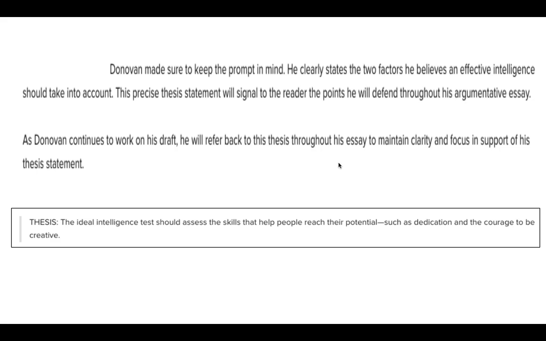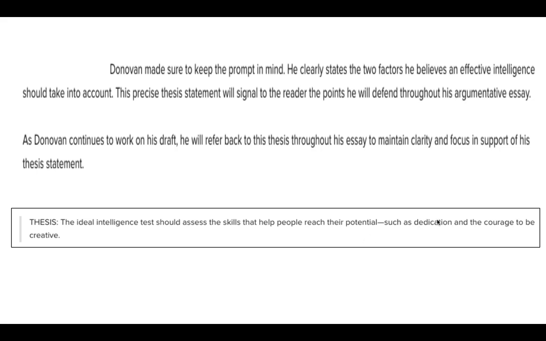I think there's two important things here. First is that Donovan is checking to make sure that his thesis statement will signal to the reader the points that he's going to defend throughout his argumentative essay, but also he's going to use it as a tool to make sure that he's staying on topic. So your thesis statement is going to tell your reader your main points, but as you're writing, you can always come back to it and say, okay, are the things that I'm writing about in my body paragraphs in line or are they supporting what I've written in my thesis statement?